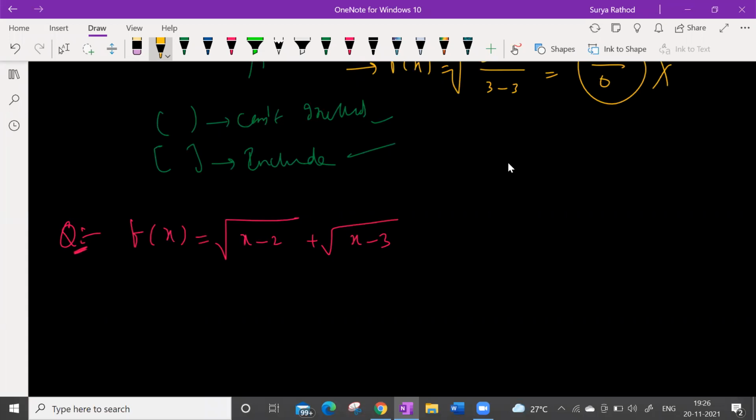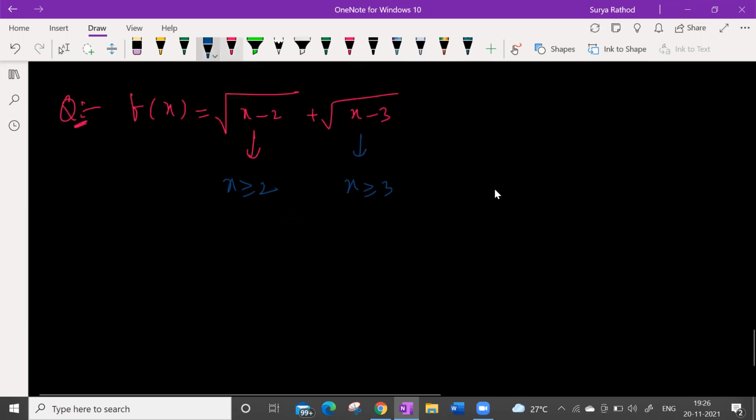Now what is the domain? How do you solve this? Whenever you get a plus sign in between, how am I going to do this? I know this. Here, what is the condition? X should be greater than or equal to 2. Here, I should get x greater than 3.